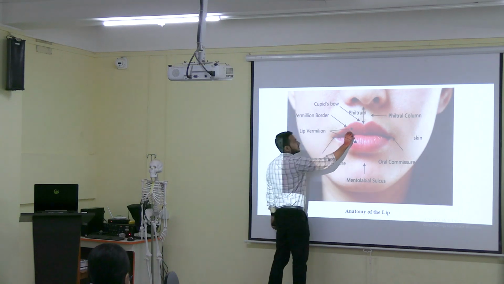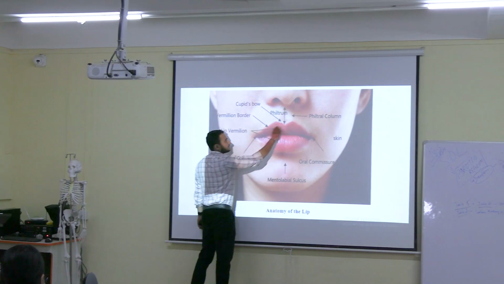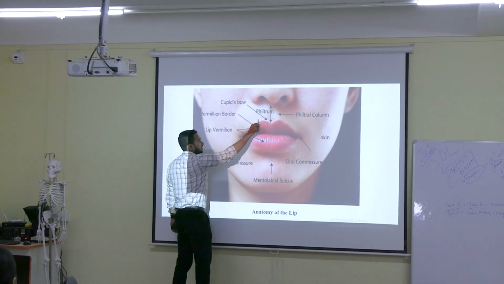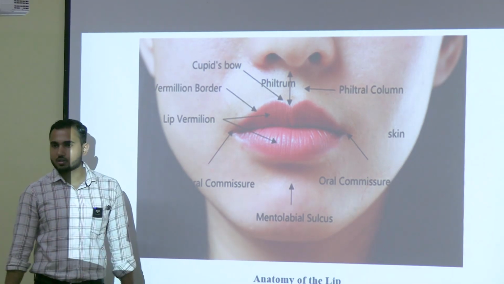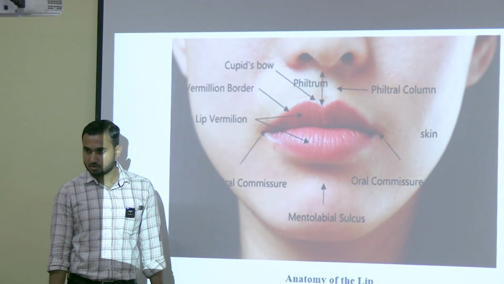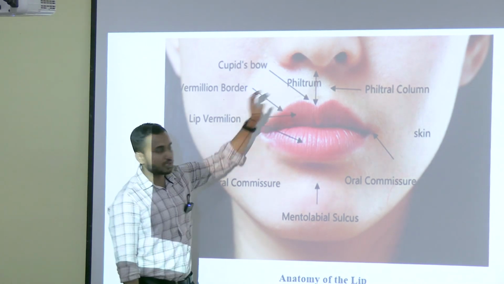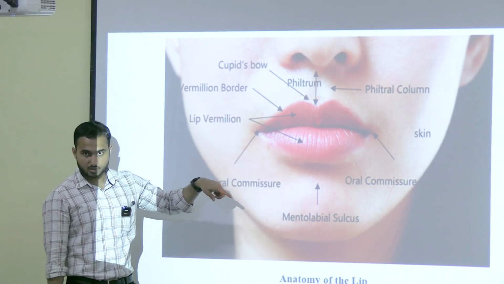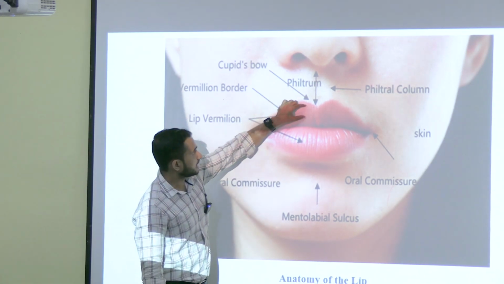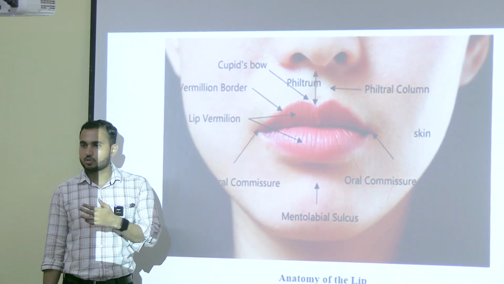See, this particular part is lined by mucous membrane. This particular part is lined by skin. In between the two, what is this area? This is the Vermilion border or mucocutaneous junction. Now above that, normal skin is present, where all the features of the skin will be present in both the lips. Now this particular area of the lip is lined by mucous membrane.